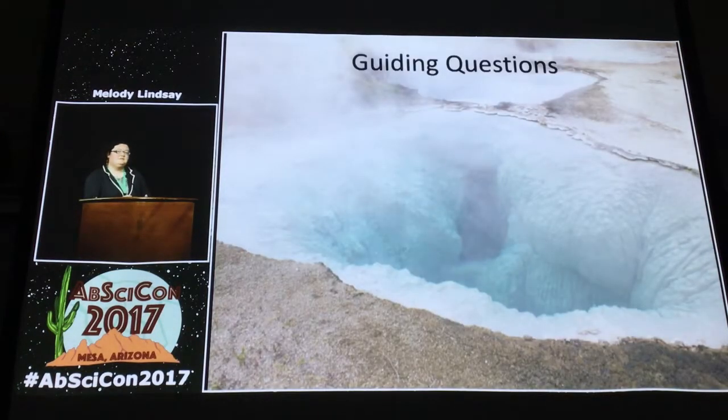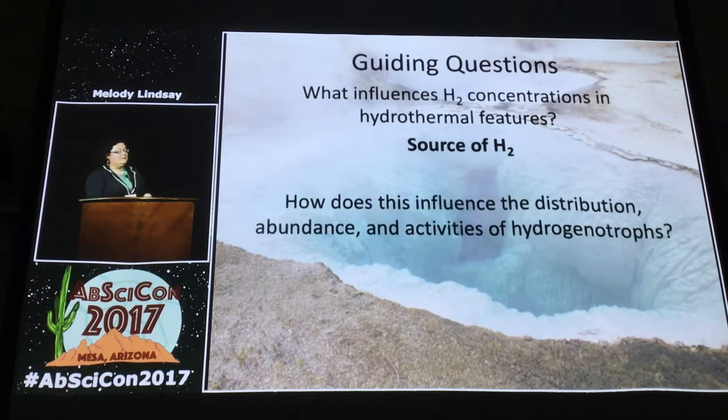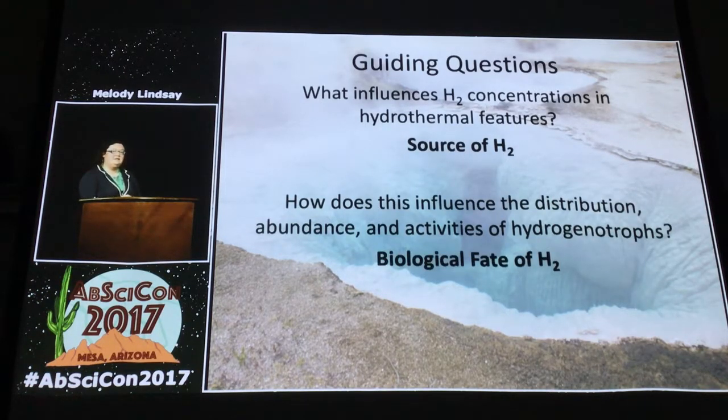And so this brings us to our guiding questions for this study. The first question that we want to answer is what influences the hydrogen concentrations in the hydrothermal features of Yellowstone, so looking at the sources of hydrogen. This brings us to our second question, where we want to know how do the sources of hydrogen and hydrogen concentrations influence the distribution, abundances, and activities of hydrogenotrophs, or microbes that can metabolize hydrogen, so looking at the eventual biological fate of hydrogen.